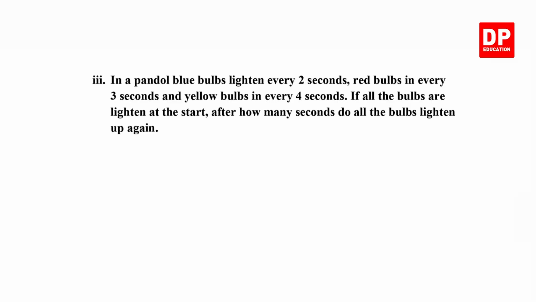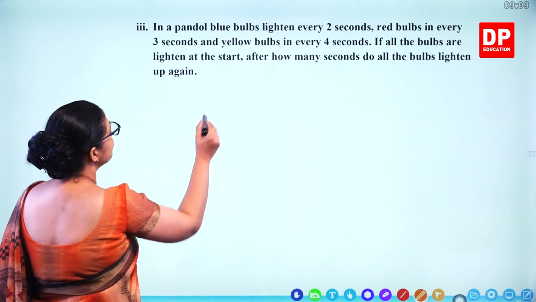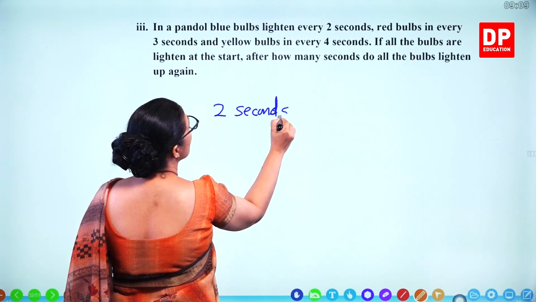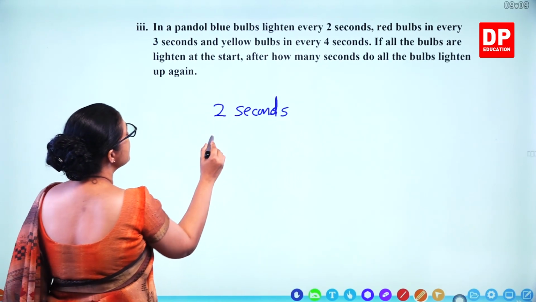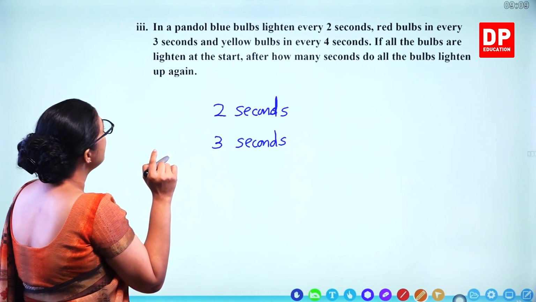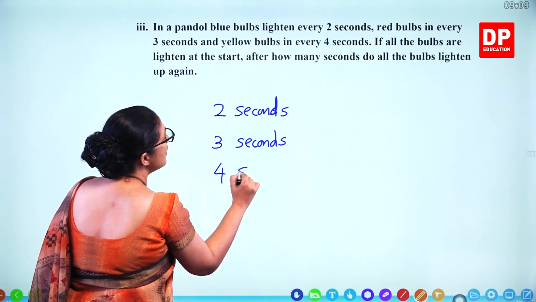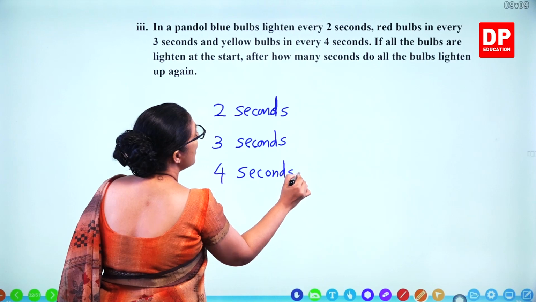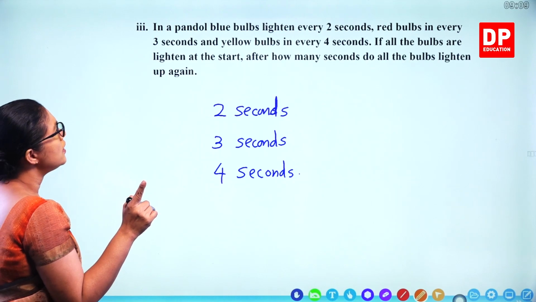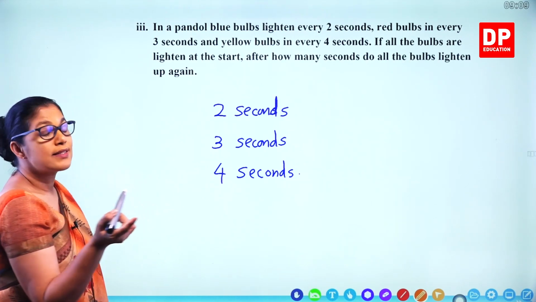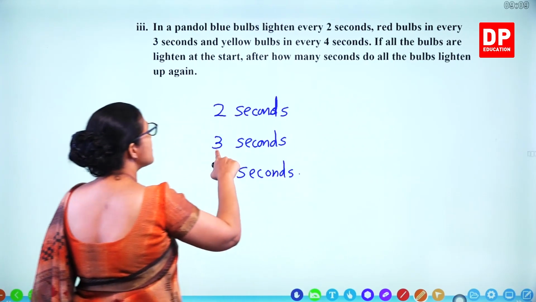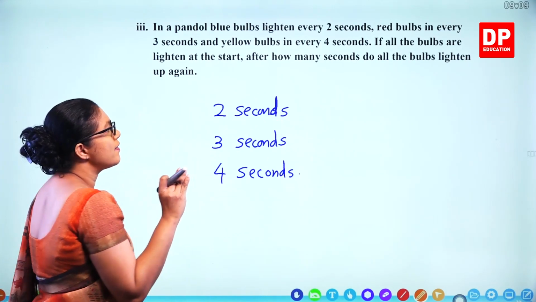In a pandal, blue bulbs lighten every 2 seconds. Red bulbs in every 3 seconds. And yellow bulbs in every 4 seconds lighten up. If all the bulbs are lightened at the start, after how many seconds do all the bulbs lighten up again? So that's lowest common multiple you have to find. So this is like 2, 4, 6. This is 3, 6, 9. When do you get the same time?